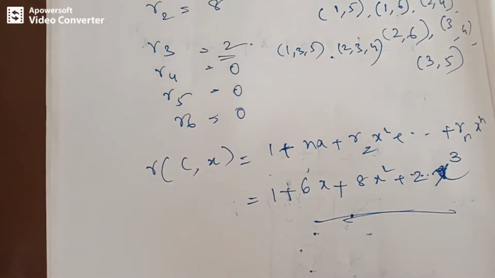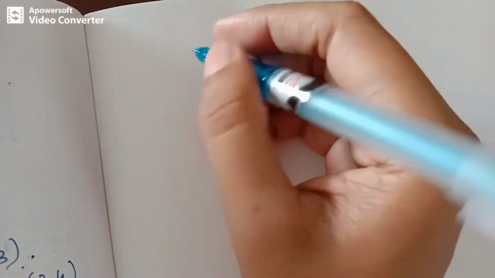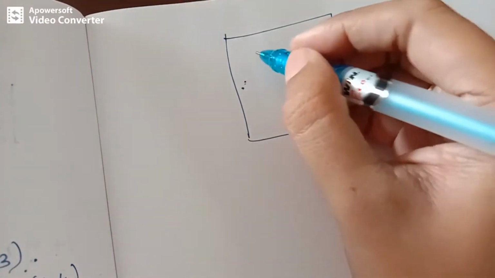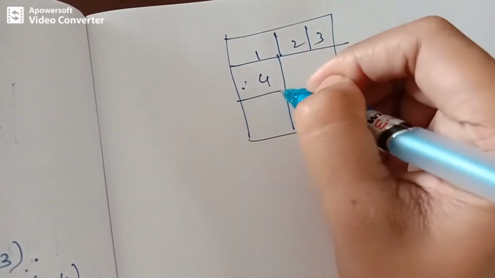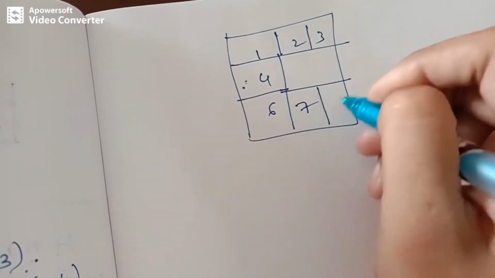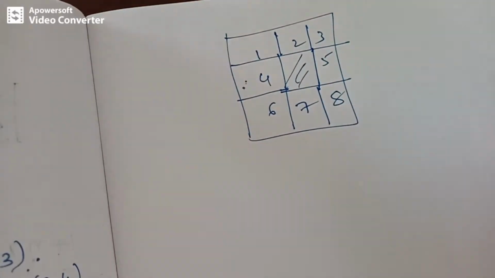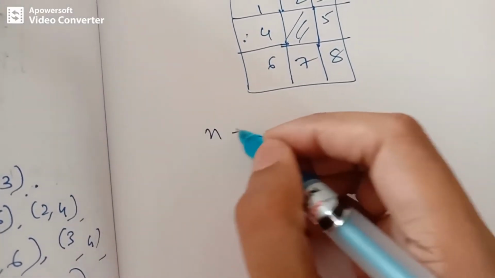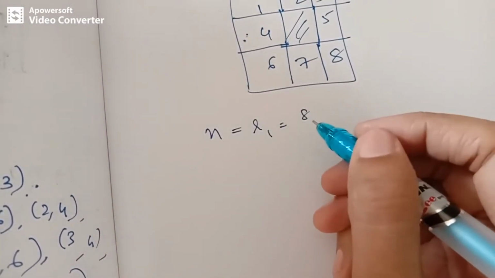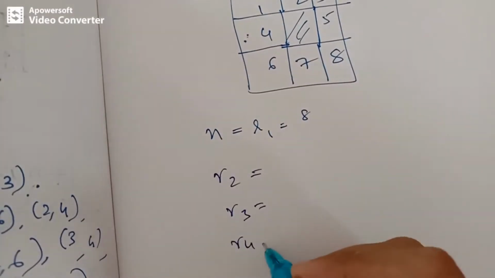Let's take another example. Let's take another chessboard. Let's assume we have this particular chessboard, with squares 4, 6, 7, 8 and 5. We need to find the rook polynomial. So how many squares are there? The value of n or R1 is 8. That is the number of squares. So we have to find R2, R3, R4 up till R8.